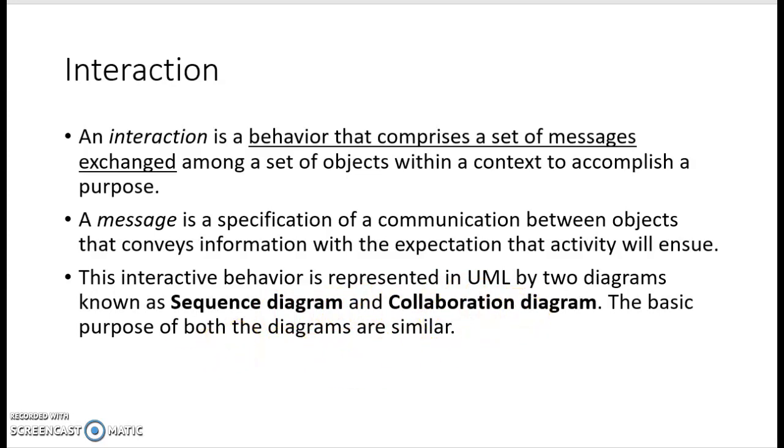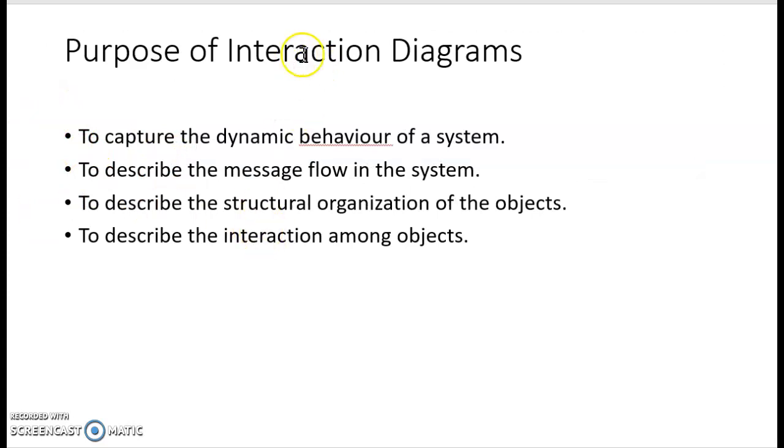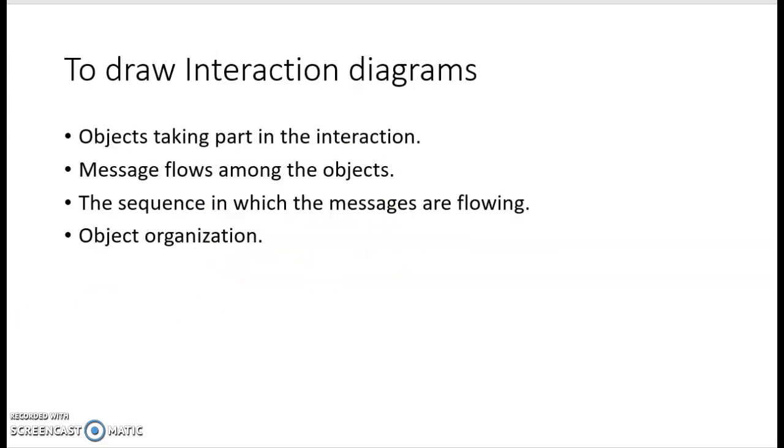The purpose of both diagrams is similar. The sequence diagram shows the time sequence of the messages, and the collaboration diagram basically shows the structural organization of the objects that send and receive the messages. Let us see the purpose of the interaction diagrams. It captures dynamic behavior of the system, describes message flow in the system, describes structural organization of objects, and describes interaction among the objects.